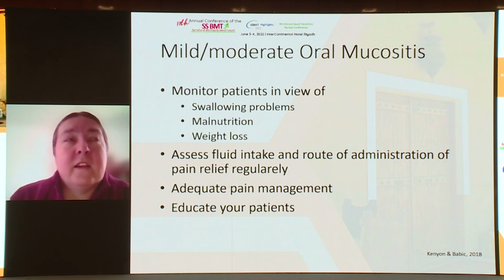And if needed, we should use artificial nutrition to avoid malnutrition. And we should regularly assess the fluid intake and route of administration of pain relief. And we should apply adequate pain management to the patients, as it is really painful for them.